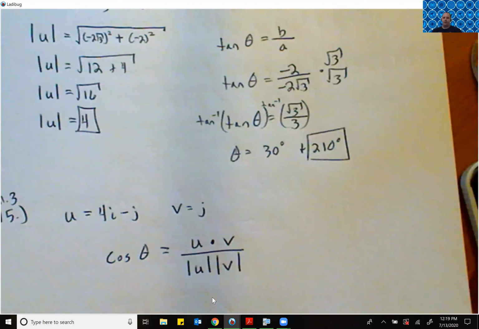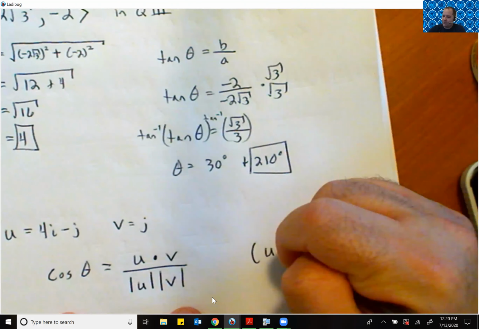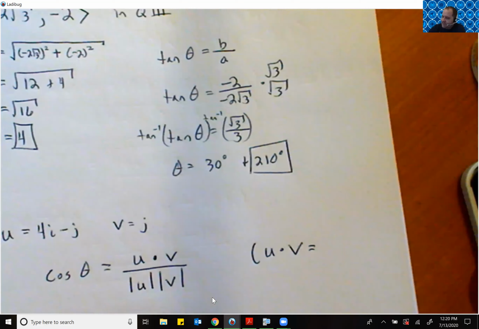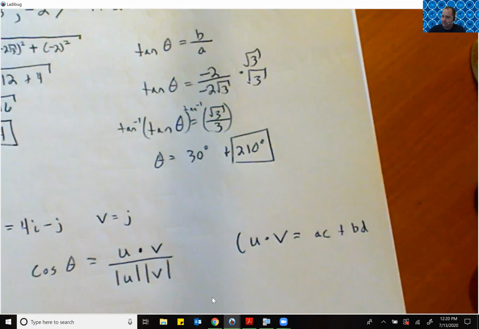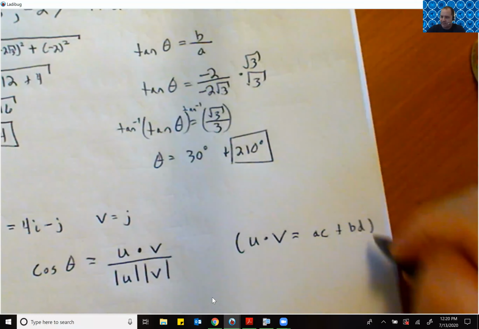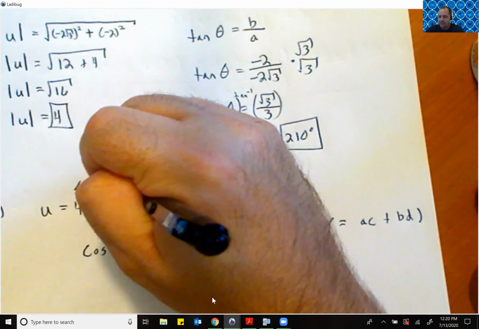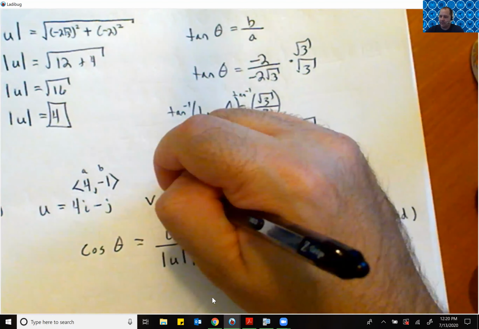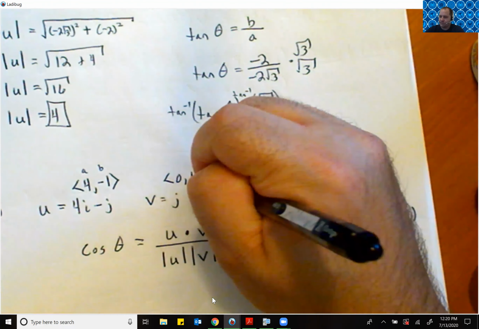Okay? Now, just so you remember, when you take the dot product of 2 vectors, you get a times c plus b times d. Those are their vector coordinates, okay? So if I change this into its vector, this is 4, comma, -1. This is your a, this is your b. If I change this guy into vectors, there's no i, so that's 0, comma, and the number in front of j is 1. This is your c, this is your d.